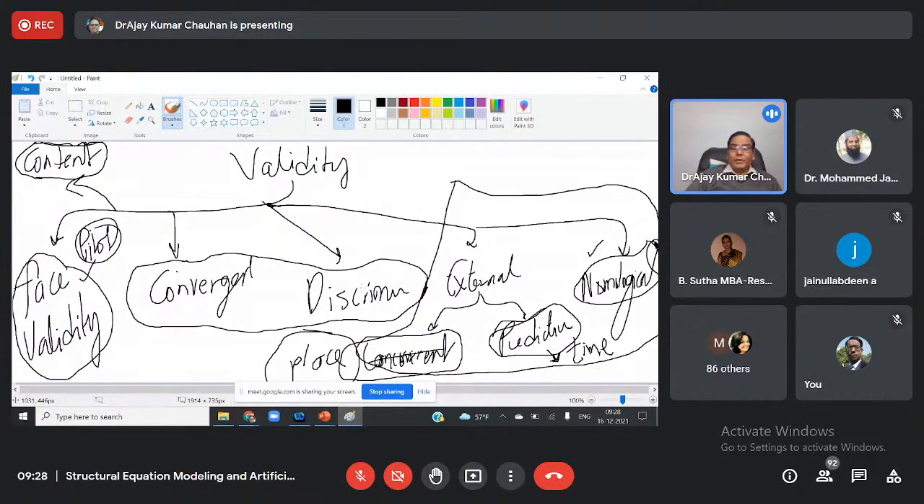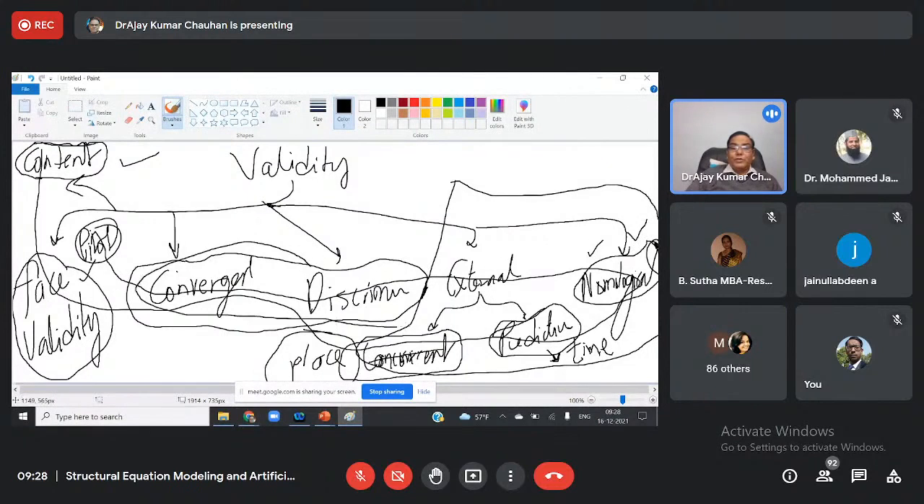In a good research paper published in A category or A star category, the authors talk about each and everything, starting from the content validity and finishing with the nomological validity. Only construct validity is not sufficient in itself. You need to discuss content validity, face validity, concurrent validity, predictive validity, and nomological validity. Directly or indirectly, you have to discuss all types of validity. That's why knowledge of different types of validity is very important for a researcher.